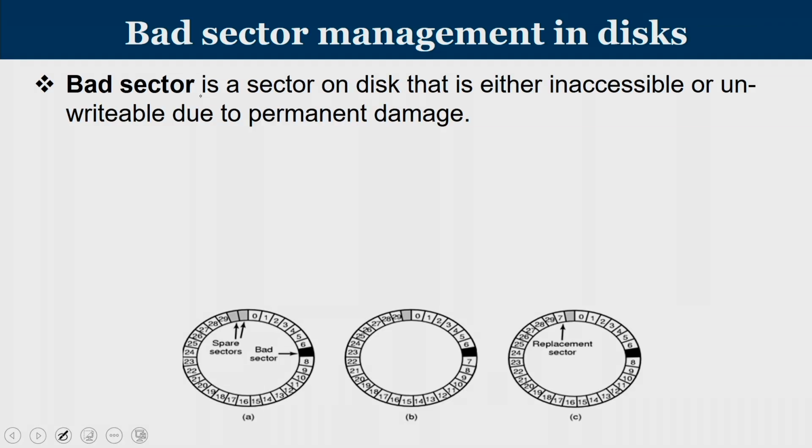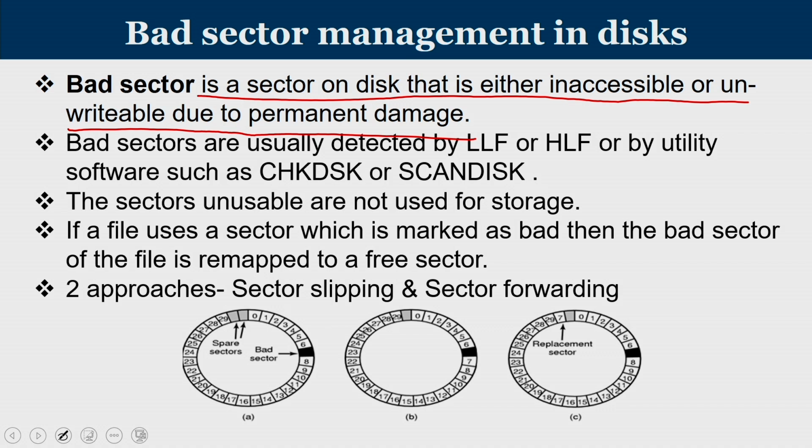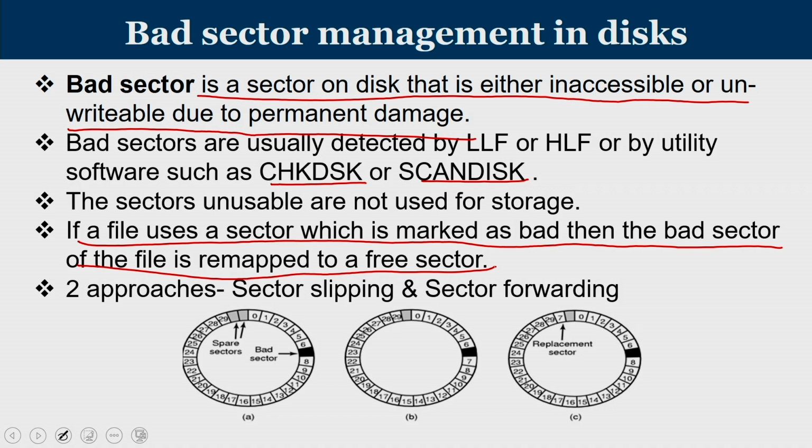So, bad sector management: a bad sector is a sector on disk that is either inaccessible or unwritable due to permanent damage. Bad sectors are usually detected by low level formatting or high level formatting or by utility software such as check disk and scan disk. The unusable sectors are not used for storage. If a file uses a sector which is marked as bad, then the bad sector of the file is remapped to a free sector. There are 2 approaches.